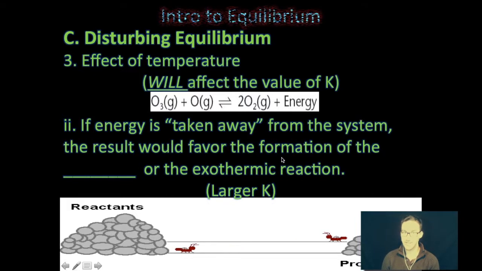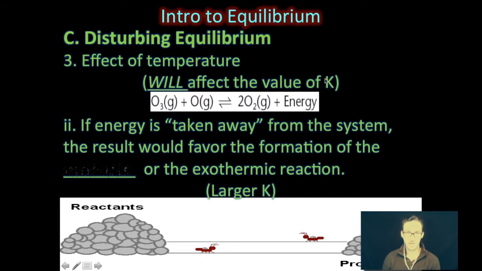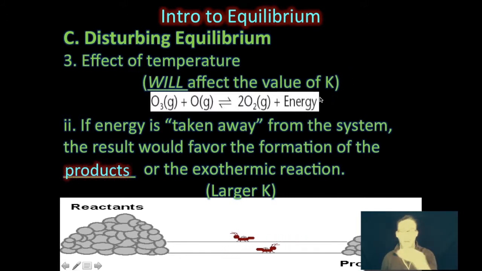If, however, we take heat away, you cool things off, you are going to be pulling this away, and so you're going to be forming more products there. And again, if you're forming more products, think about how that's going to affect your equilibrium constant K. Products are in the numerator, so if you're forming more products there, you're going to increase your equilibrium constant K value.